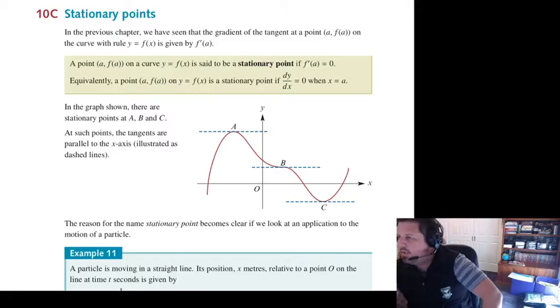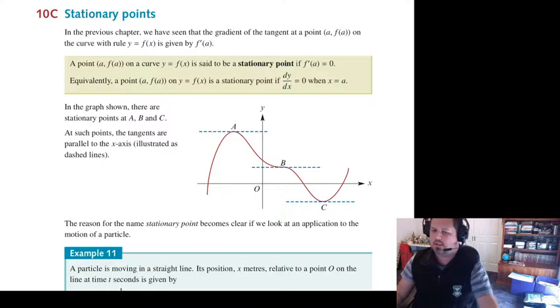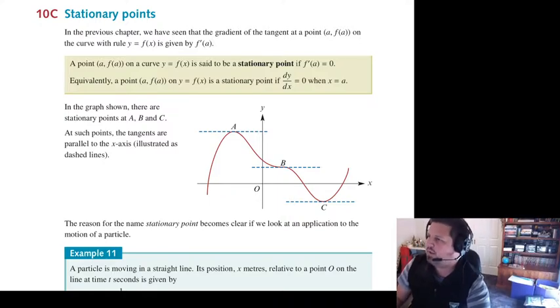Hey, methods. We're up to 10C. Cool. Stationary points. This is exciting. In previous exercises we looked at calculating the gradient of a tangent.